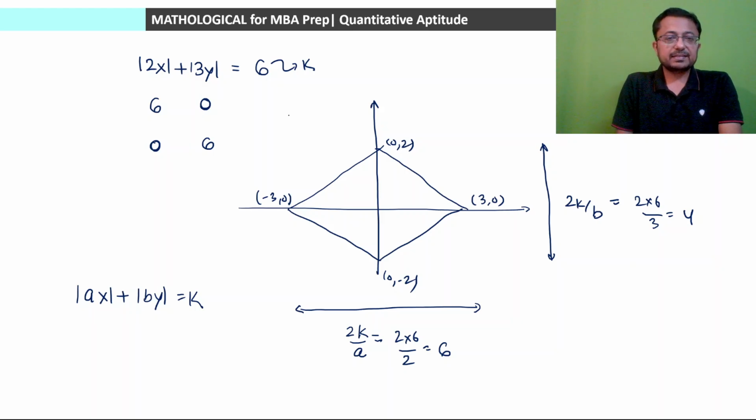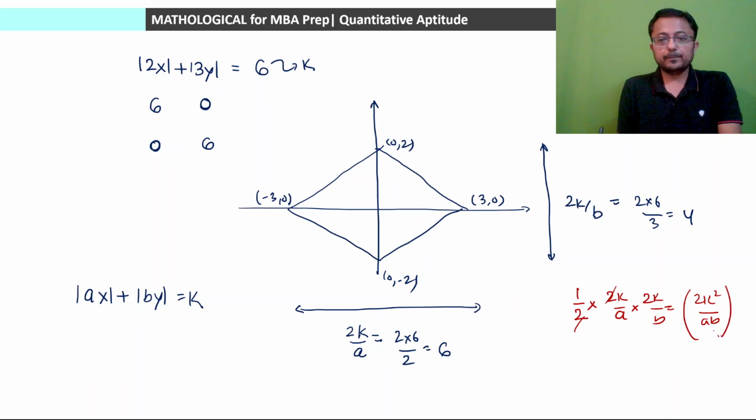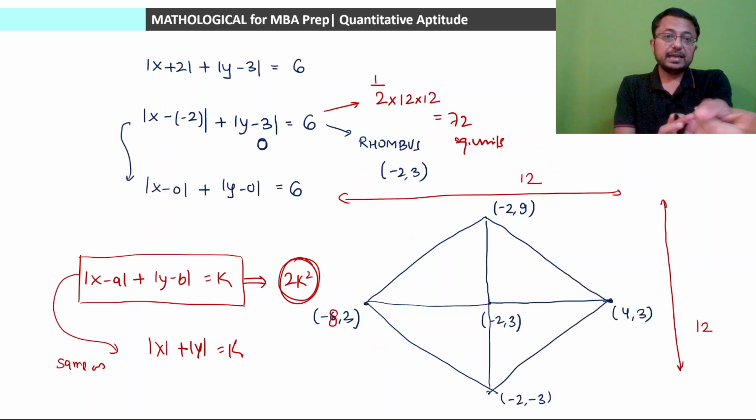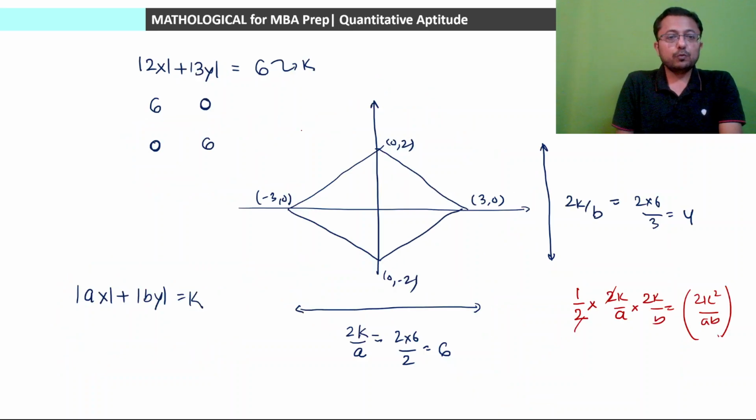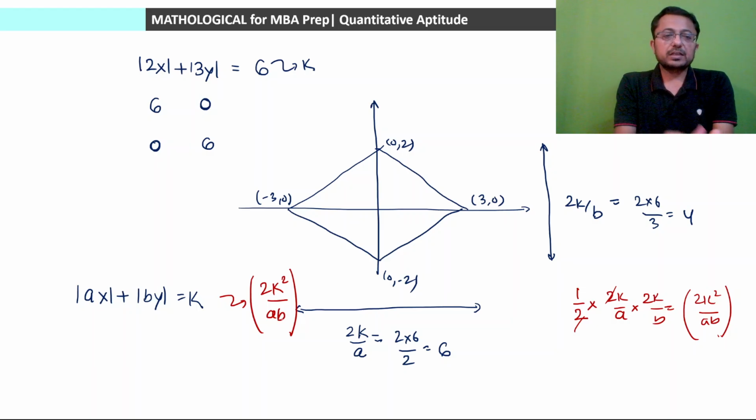So the area in this case will be, what will our area come to? Area will be 1 by 2 into length of diagonals, so 1 by 2 into 2k by a into 2k by b, so the 2s get cancelled out, this is 2k square divided by a into b. In the earlier case, the area was equal to 2k square, now the area will be 2k square divided by the product of the coefficient of x and the coefficient of y. So 2k square divided by ab will be our new area in this scenario if the graph is mod of ax plus mod of by is equal to k.